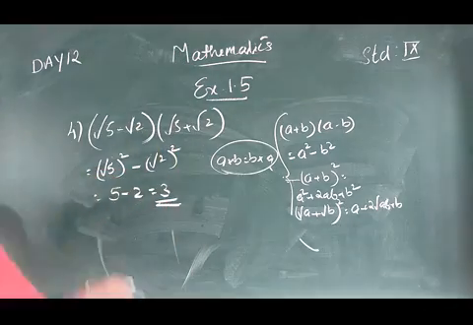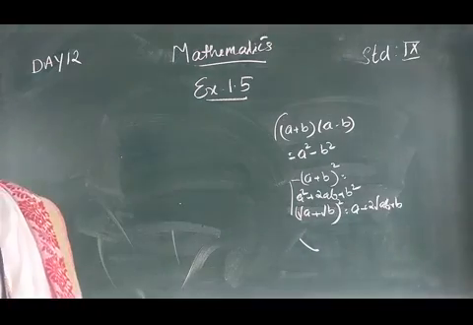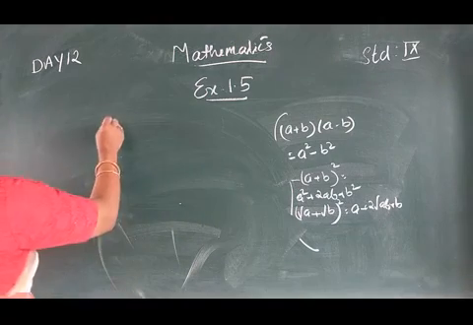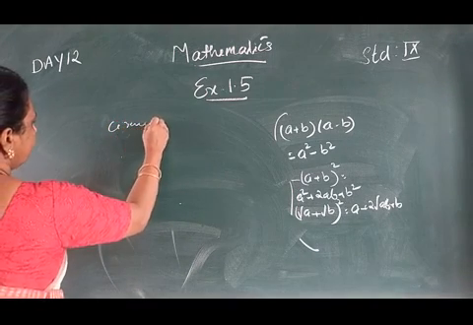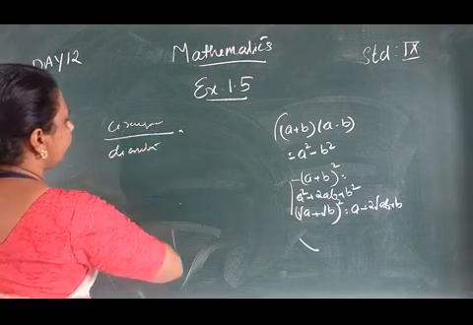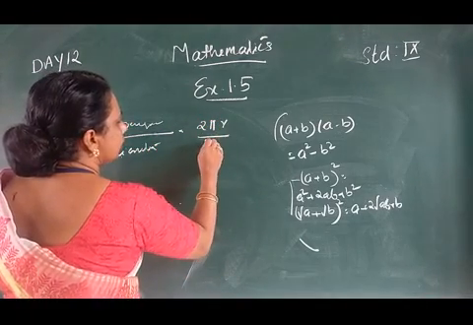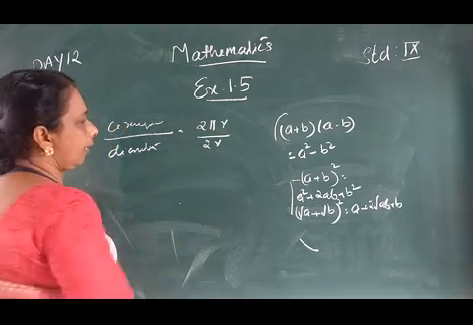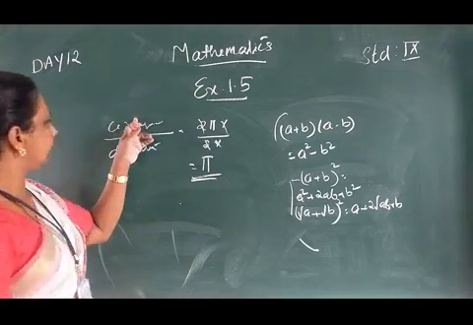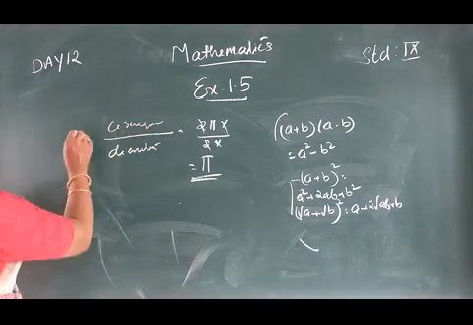Given that pi is the ratio of the circumference by the diameter of a circle. What is circumference? You know, 2 pi r. What is diameter? Double the radius. Cancel there, and we get pi. Pi is a ratio of circumference and diameter. Okay, that is what question number 3 gives.